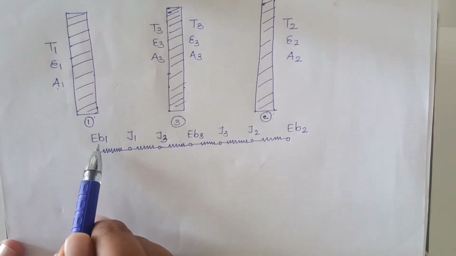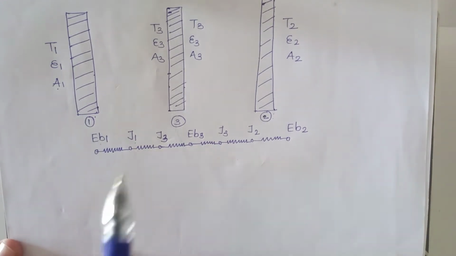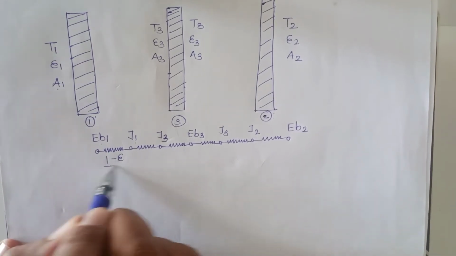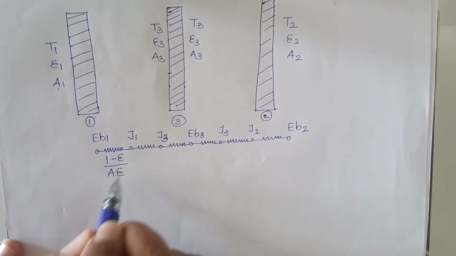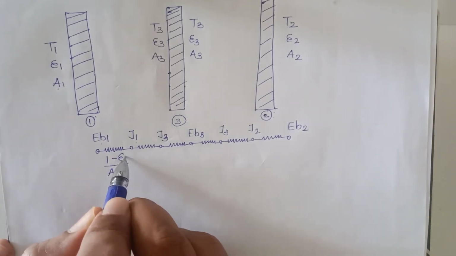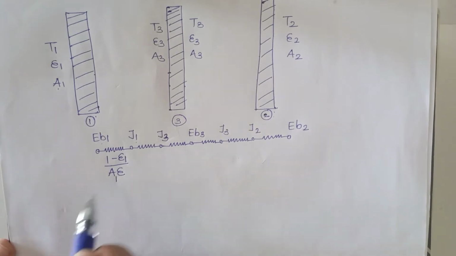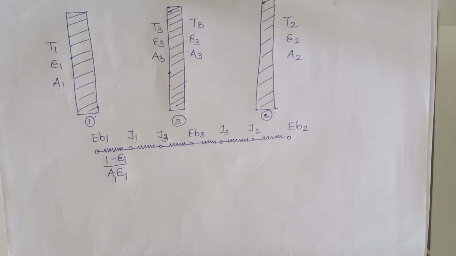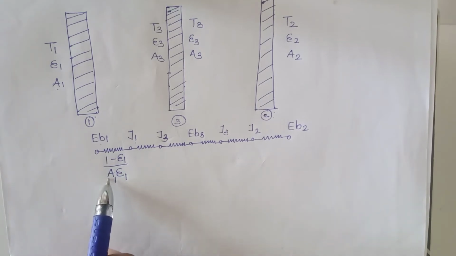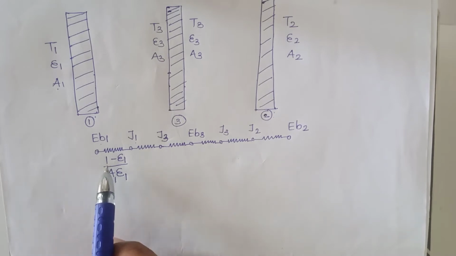Firstly, the resistance between EB1 and J1 will be surface resistance, and we know that surface resistance is given as (1 minus epsilon) upon A epsilon. So this epsilon or emissivity is for the first surface, and area for the first surface. So that resistance is now completed. Remember, we first identified the nature of resistance, we wrote down the general formula, and then we modified that general formula for that particular case.